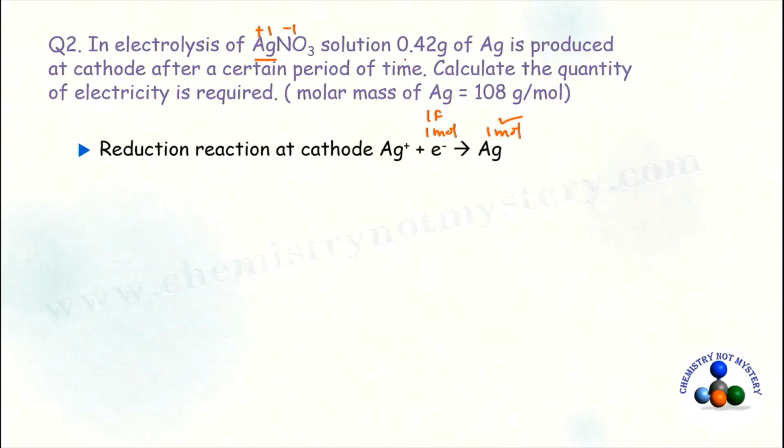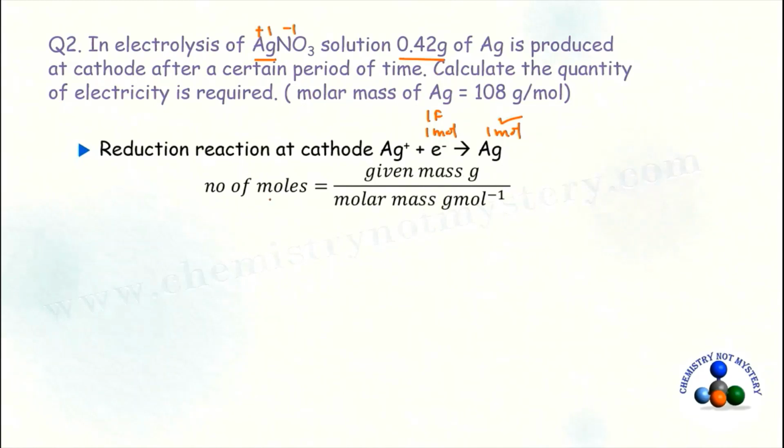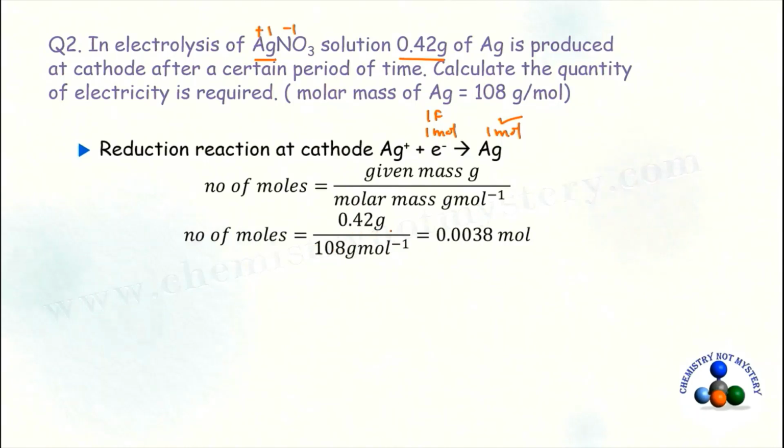In the question it is given that 0.42 grams of Ag is produced. So let's convert this amount into moles. We have the formula: number of moles is equal to given mass in grams divided by molar mass in grams per mole. Now place the values in the formula. Given mass is 0.42 grams. Molar mass of Ag is given 108 gram per mole. When you solve it, you will get 0.0038 moles of Ag.